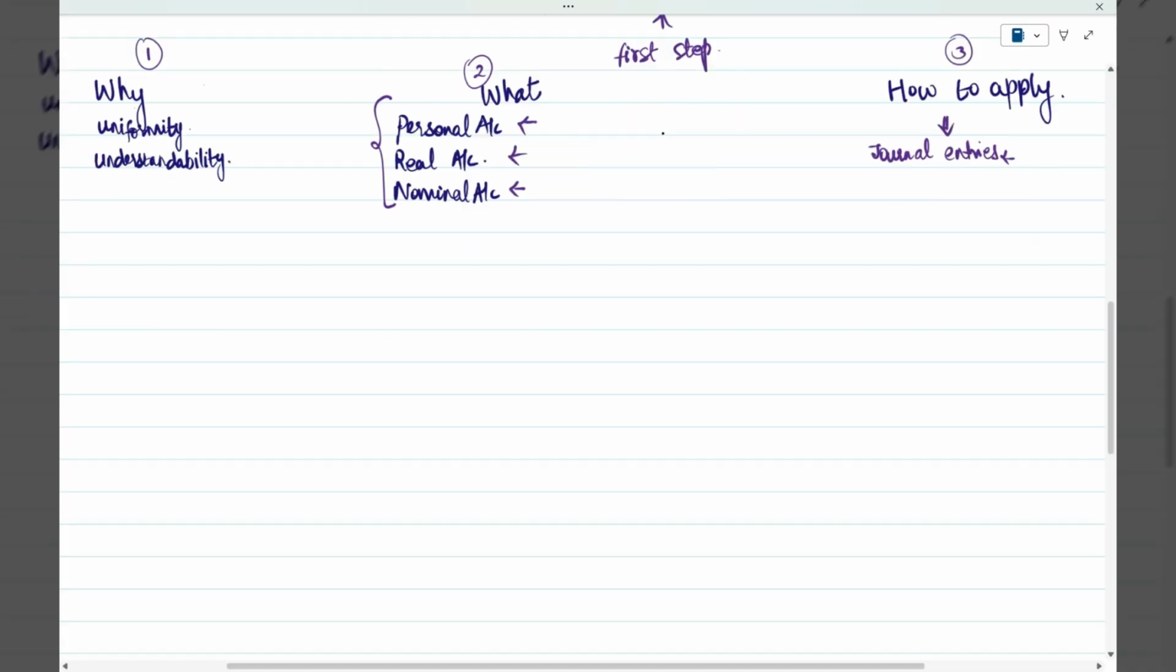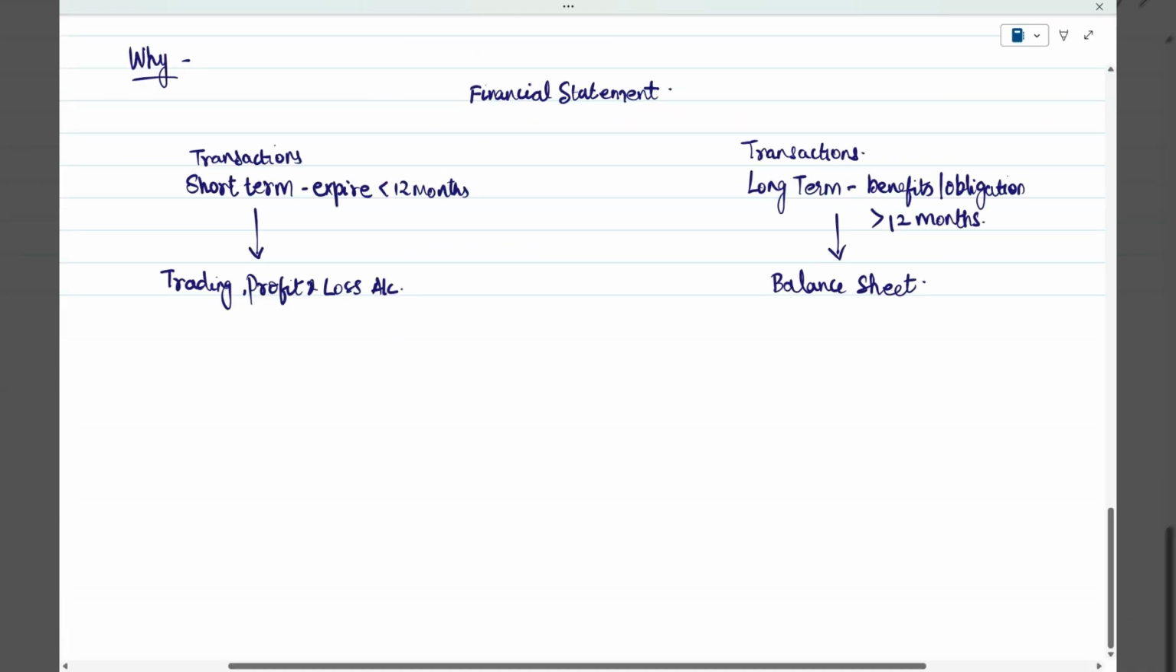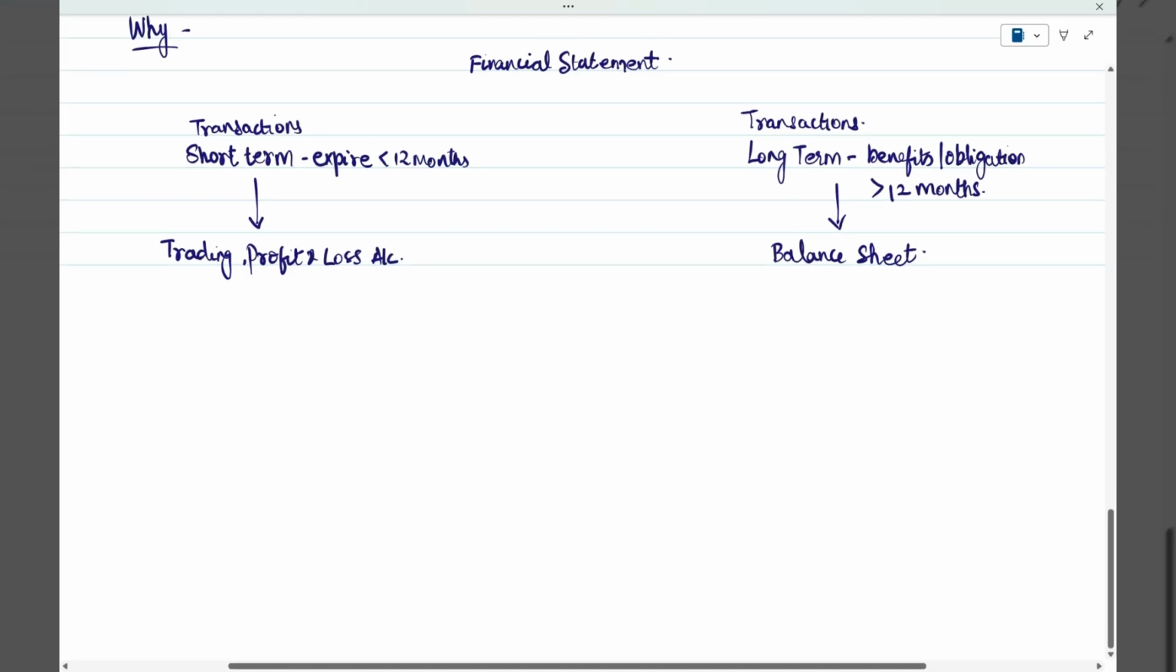In order to understand these categories of personal, real, and nominal account, I would like to explain what a financial statement is. A financial statement comprises two major categories. One is transactions which are short term in nature, that is, which expire within 12 months, and the other is those transactions which are long term in nature, the benefits or obligations of which extend for more than 12 months. If you have not seen my earlier video on revenue and capital expenditure, I would highly recommend you watch it, which I have linked above, because that is very fundamental in understanding all the concepts of accounting.